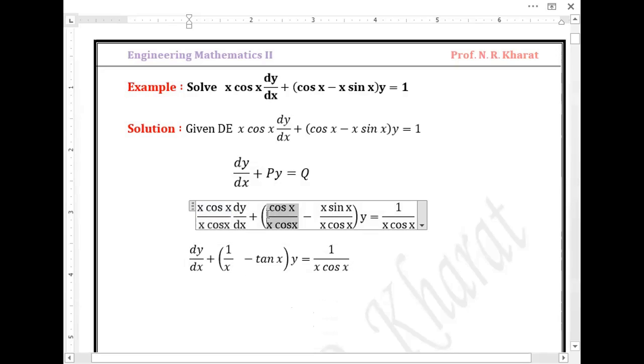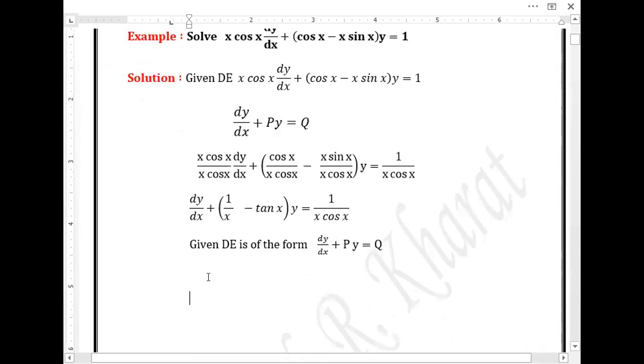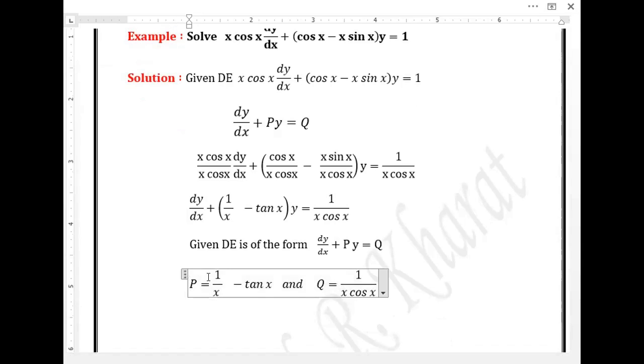Again, the cos x gets cancelled from the second term. The remaining term is 1 upon x. Again, x gets cancelled, sin x upon cos x becomes tan x. This is the linear differential equation in y. It's in the form dy by dx plus p times y is equal to q. When we compare with the linear differential equation, we get the value of p. The p is equal to 1 upon x minus tan x, and the q is equal to 1 upon x cos x.